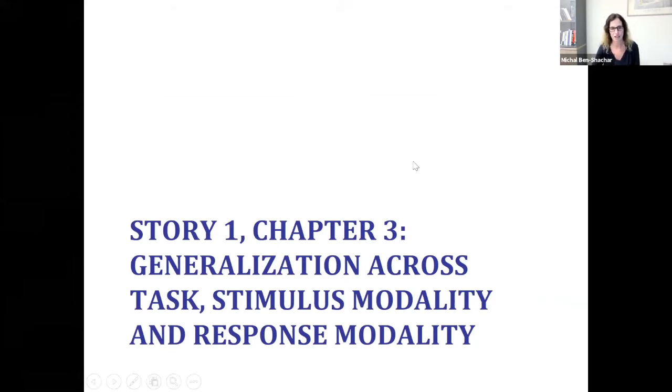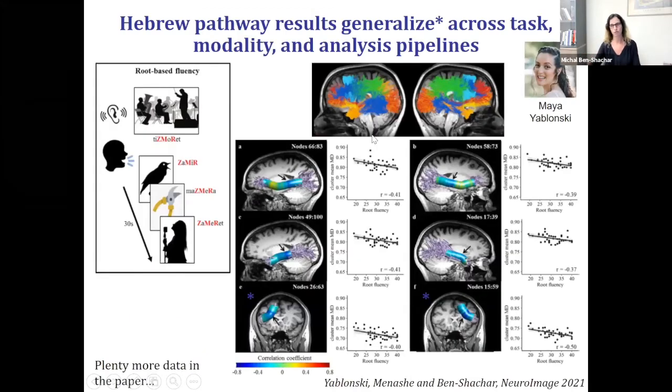The last chapter of the first story, the ventral story, will look at generalization across task, stimulus modality and response modality. As I said, generalization is an overarching theme in this particular story. This is the last chapter in my dissertation, and what we did here was carry out a similar analysis of pathways, but the task was completely different.